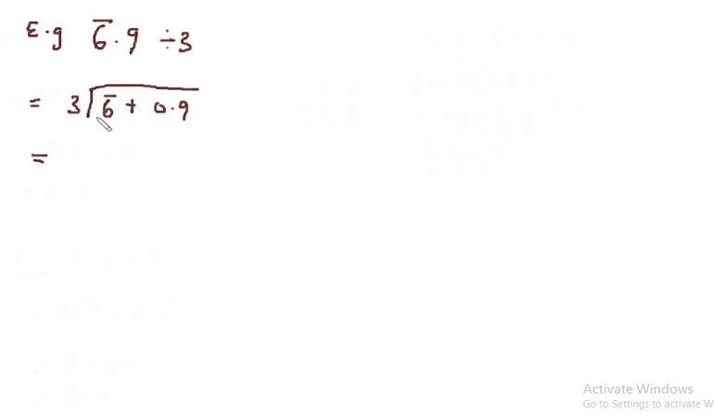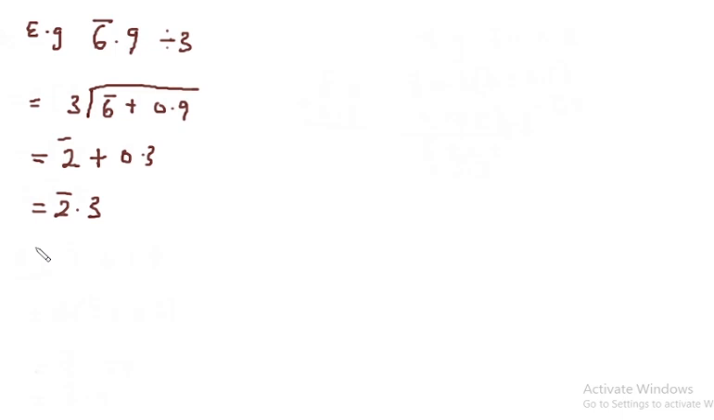So the next step is to simply divide the characteristic separately and the mantissa separately. So here we have 6 bar divided by 3, which is 2 bar. And then we have 0.9 divided by 3, which is plus 0.3. Then this is equal to 2 bar plus 0.3, which is 2 bar 0.3.